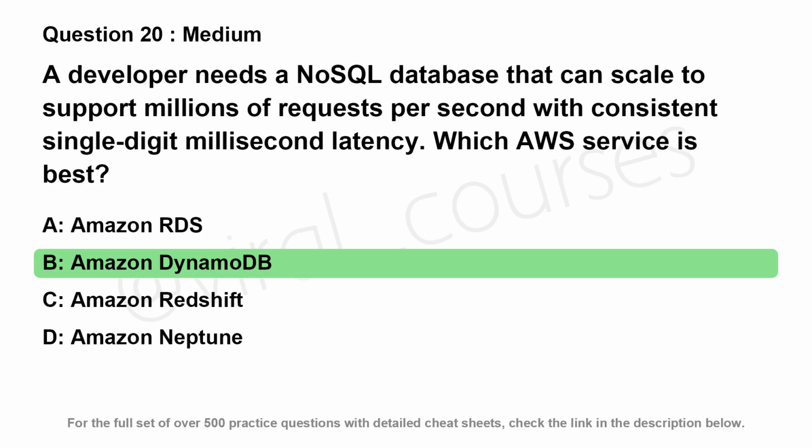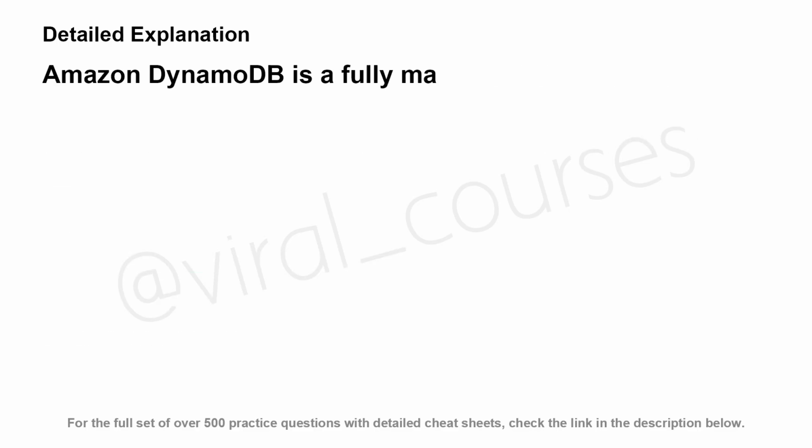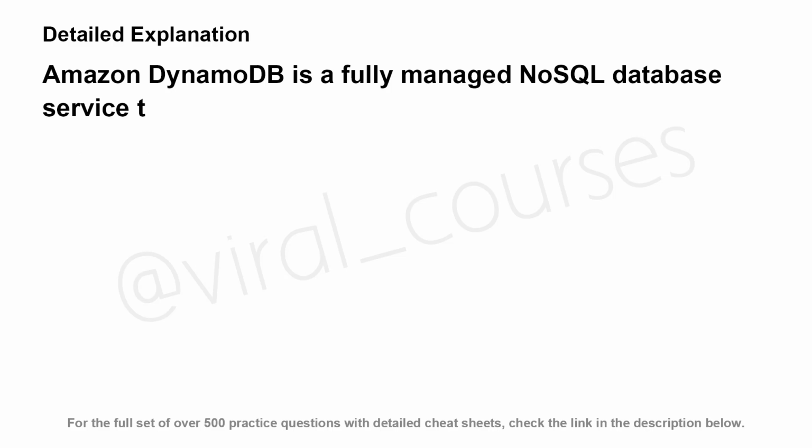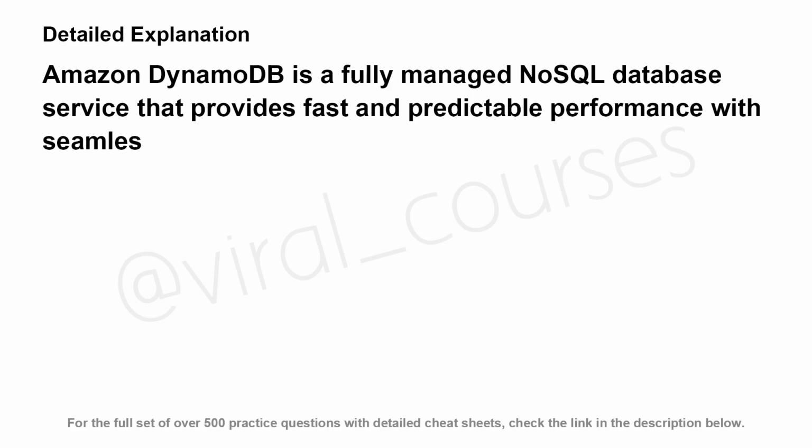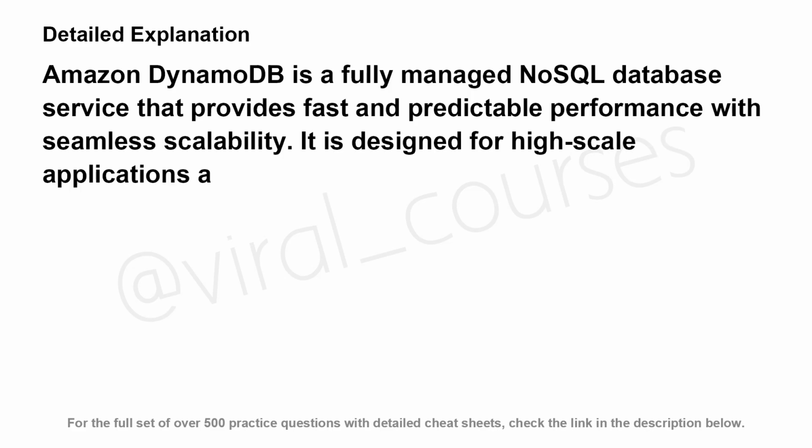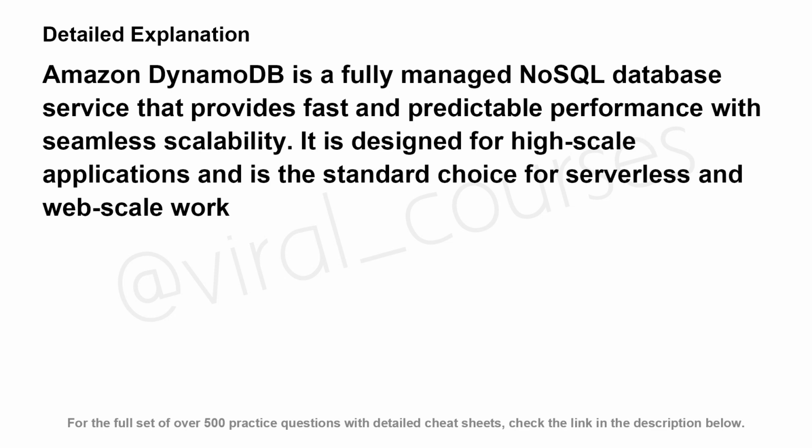The correct answer is B. Amazon DynamoDB is a fully managed NoSQL database service that provides fast and predictable performance with seamless scalability. It is designed for high-scale applications and is the standard choice for serverless and web-scale workloads requiring low latency.